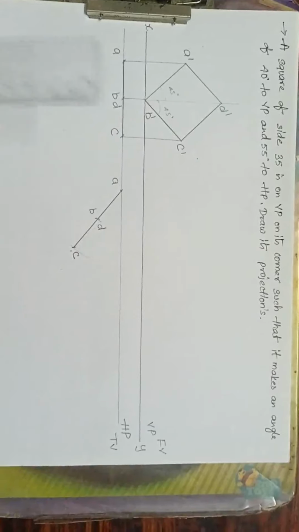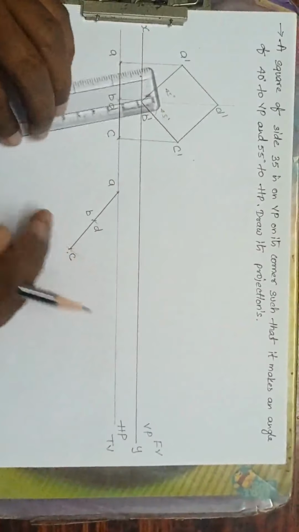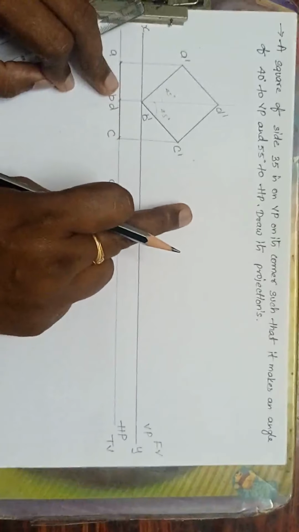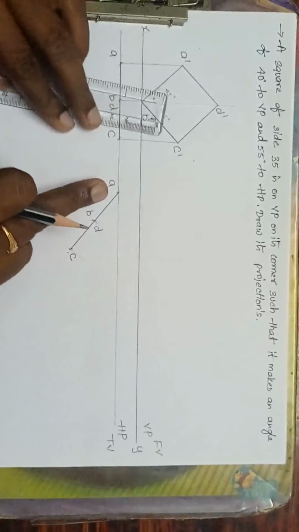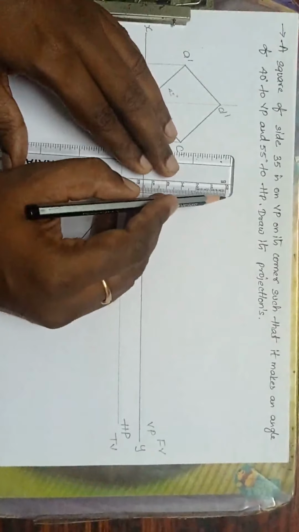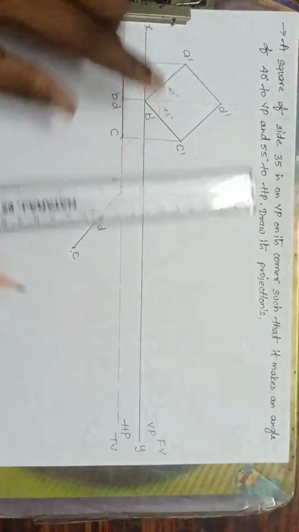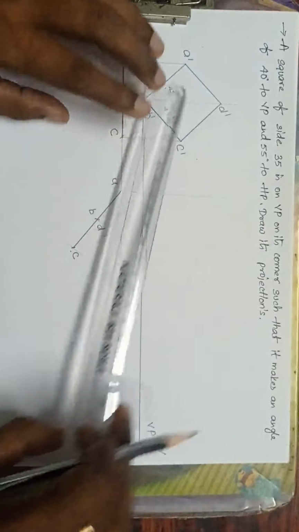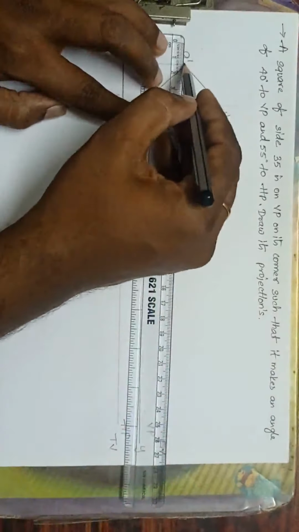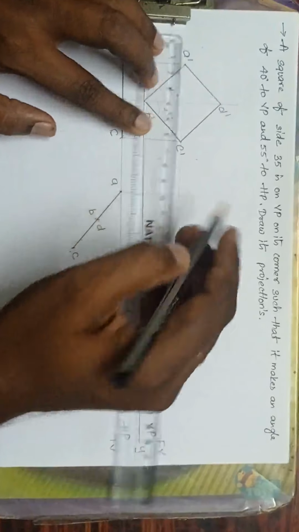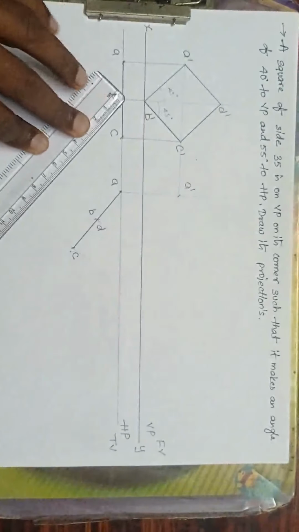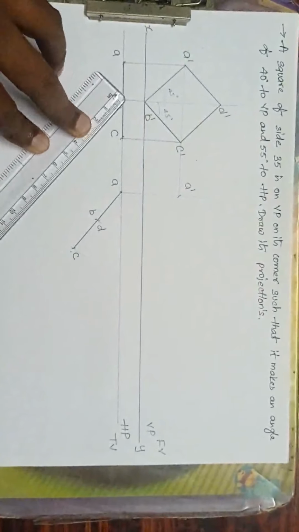Done. Over. Now I will match each and every point here. Okay, now the perpendicular line from A, drop the perpendicular line from A, and from A dash drop the horizontal line like this. Now the meeting point is A dash.